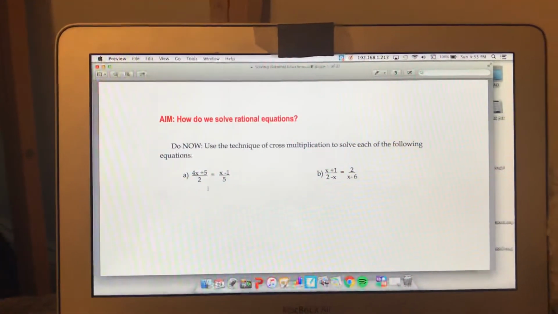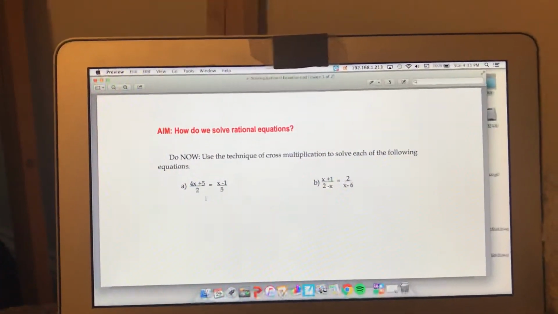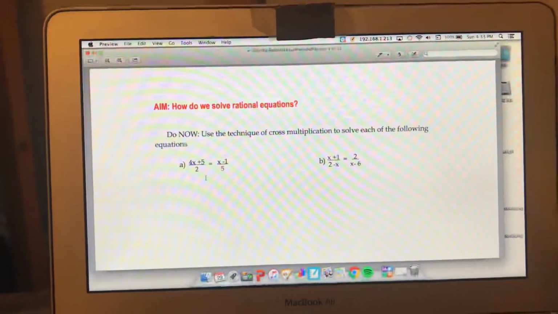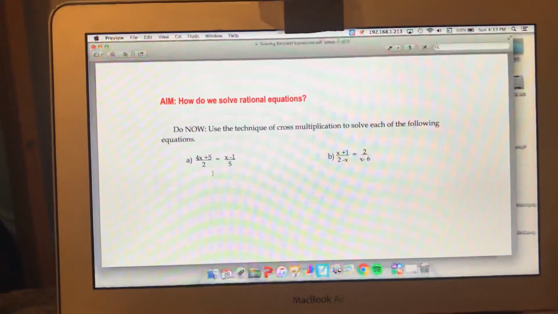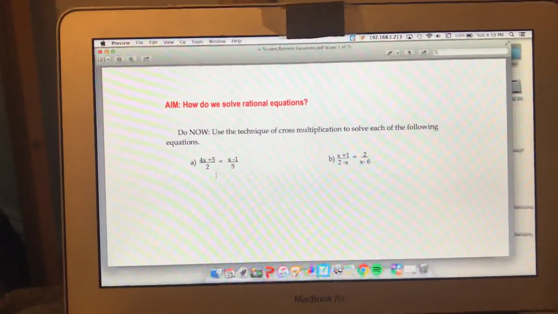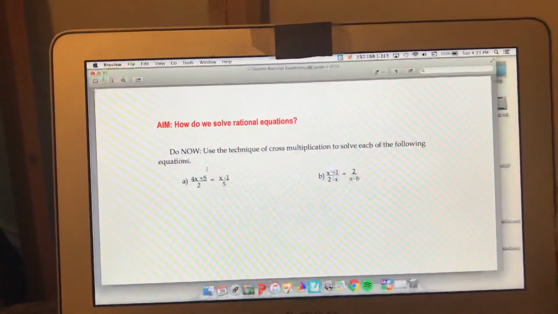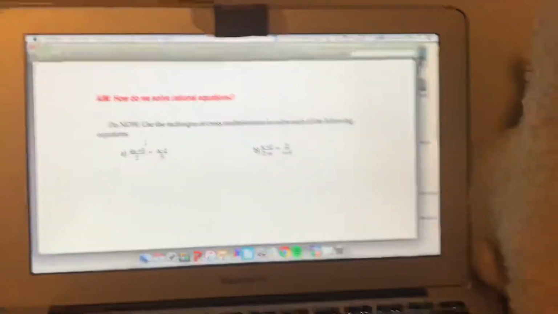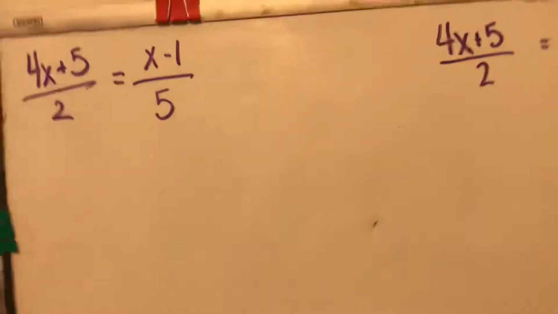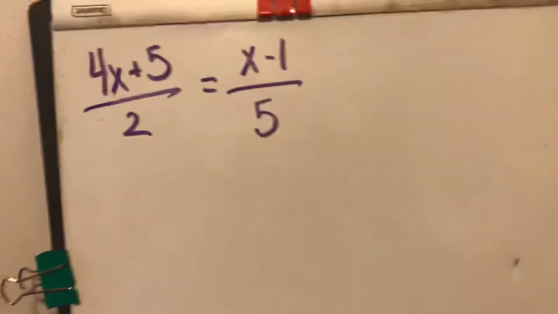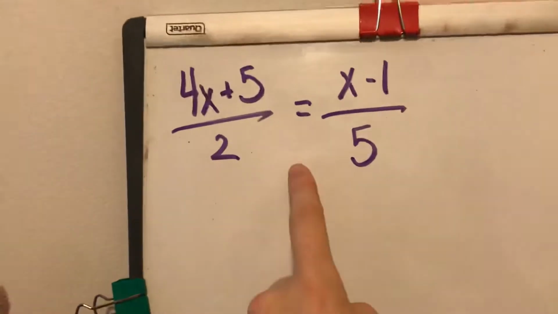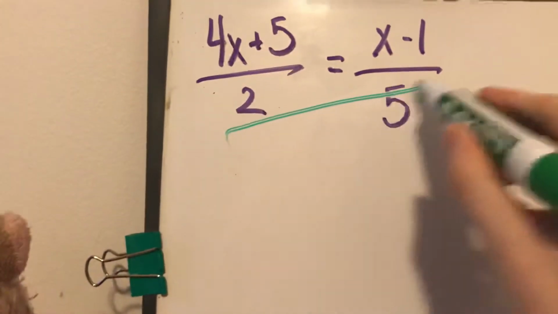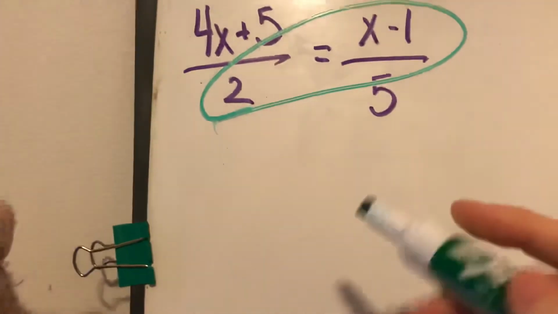I'm telling you guys to use the technique of cross multiplication to solve each of those equations. I know that it's an equation simply because there's an equal sign there, and I know that they are rational equations because I have fractions. Remember, that's all that rational means. So when I'm saying cross multiply, I already have it set up for us. We're able to do that because I have one fraction that is equal to the other. So that allows you guys to go ahead and draw your cross multiplication.